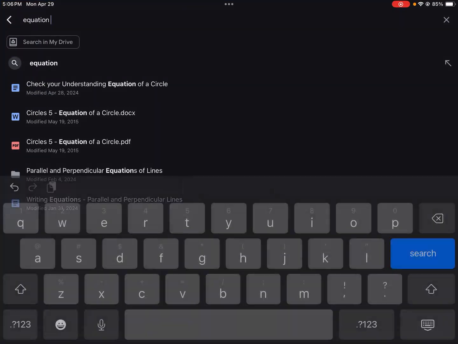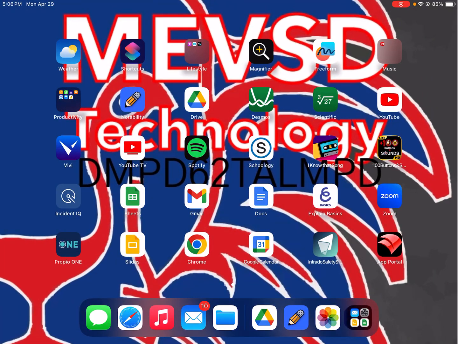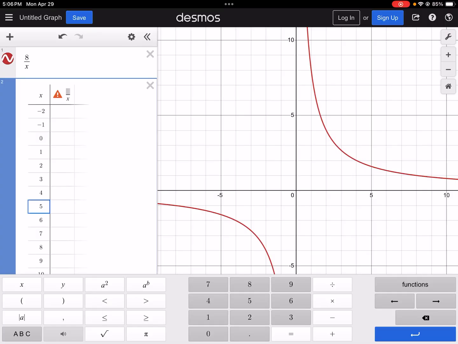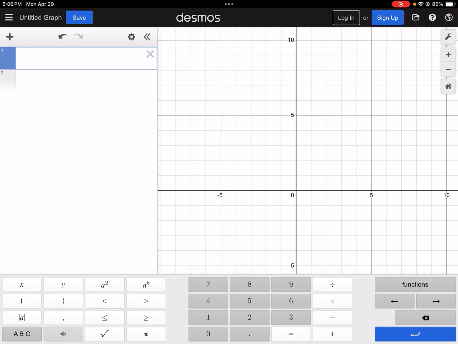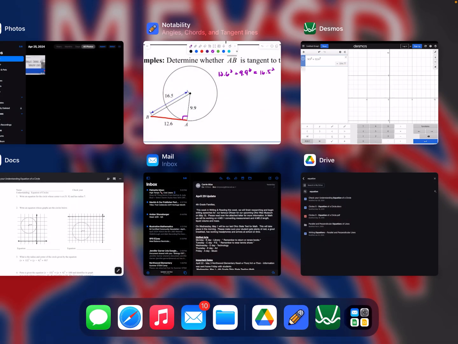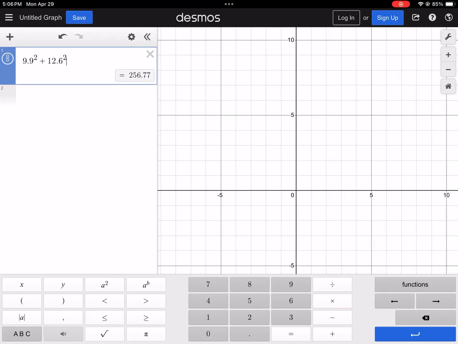So if we go into Desmos and we give that a try, so we have here 9.9 squared plus 12.6 squared, I believe, right? Is that what it was? 12.6, 9.9, and then I have 16.5 squared. And what I realize here is that those two are not the same, and I shouldn't have to round to get them to be the same.